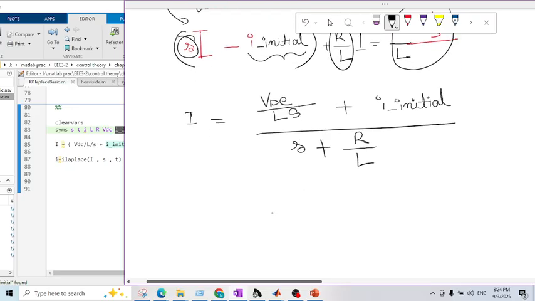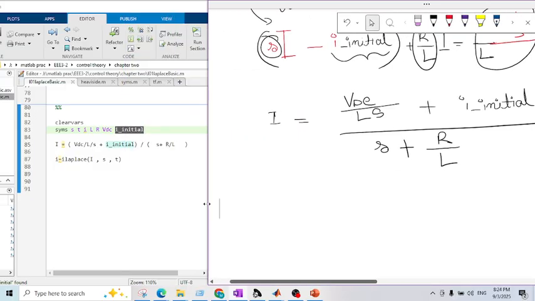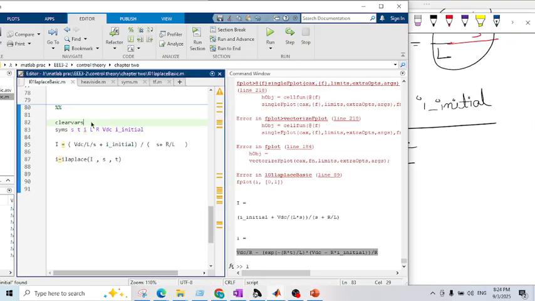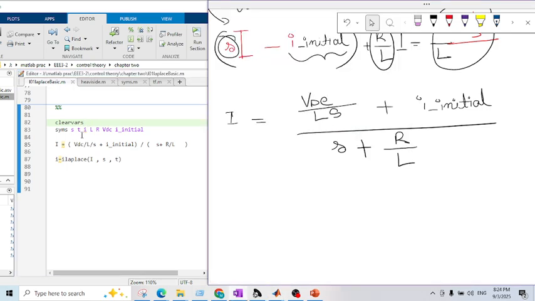Well, so let's now go back to our code. So you see that first I have written here clear variables, so it's a good practice to write it, and then I have defined some symbols using this syms function. So these are some symbolic variables, these are not regular variables. You can see that I initial, it is a symbolic variable. Okay, s, t, I, all are symbolic variables.